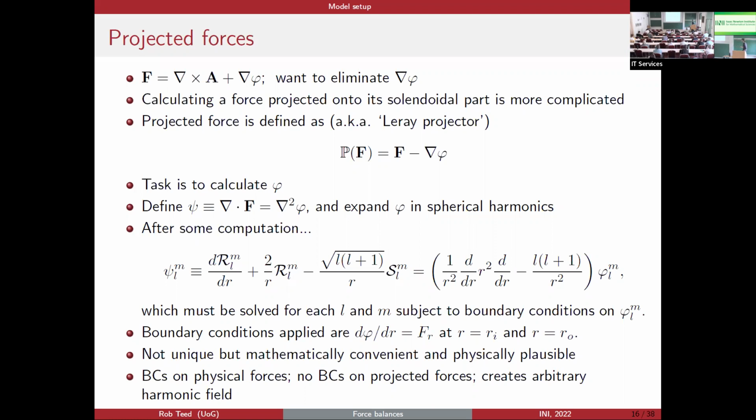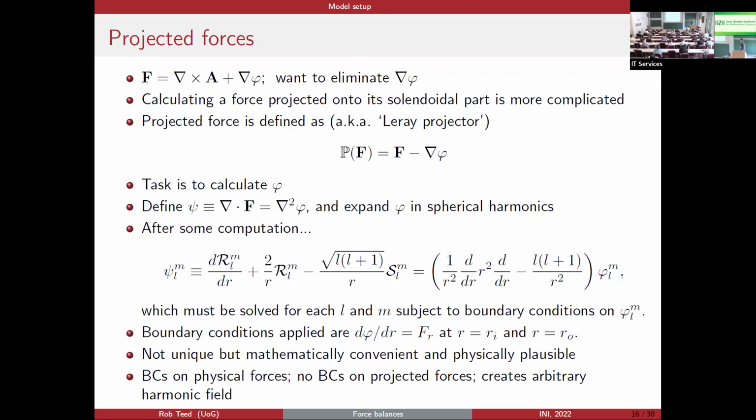The complication here comes from the fact that this calculation for phi is not unique, because you've got to apply boundary conditions, and it's not obvious what boundary conditions you should use. So the boundary conditions that we've used are that dphi/dr, for each force, so there's one of these for each force, for the particular force you're looking at should be equal to the radial component of that force at the inner and outer boundaries. This is not unique, but it's mathematically convenient because it's quite a simple boundary condition, and it's physically plausible. It's basically saying that the force you're looking at can't push the fluid out of the boundaries.